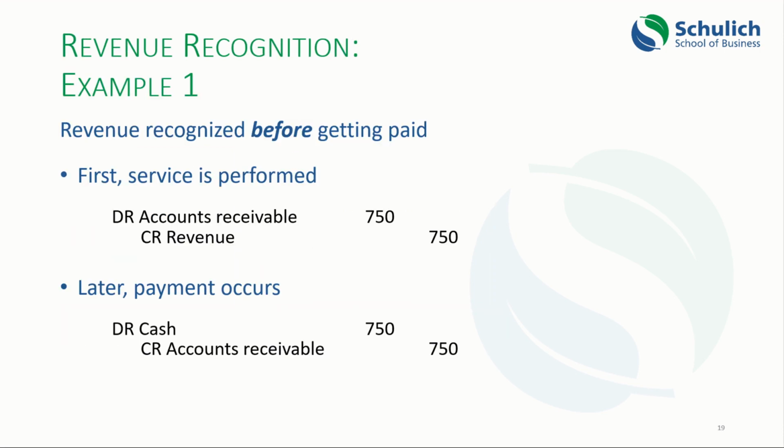Here's a little more detail on the four possibilities so you can see the debits and credits in action. The first one is the case where revenue is recognized before getting paid. First, the service is performed and revenue is recognized on the income statement. Later, payment occurs, but there's no impact on the income statement at that time. The only account shown here that affects the income statement is the credit to revenue. That's when the income statement is affected.